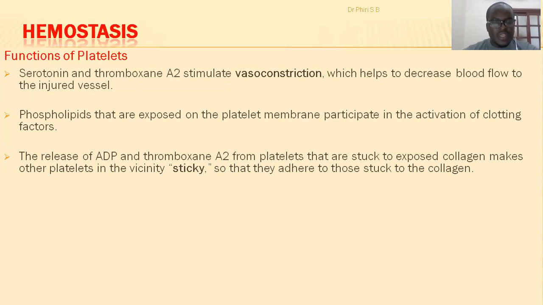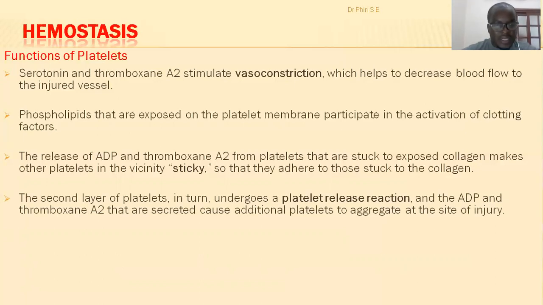The release of ADP and thromboxane A2 from platelets that are stuck to exposed collagen makes other platelets in the vicinity become sticky, so that they adhere to those stuck to the collagen. So you have these platelets stuck to the collagen. They start releasing these factors that will activate other platelets, and then they'll become sticky, and those platelets will be able to attach to the other platelets that are attached to the collagen. This attachment of platelets to other platelets is called platelet aggregation. After platelet aggregation, that will result in the formation of the platelet plug.